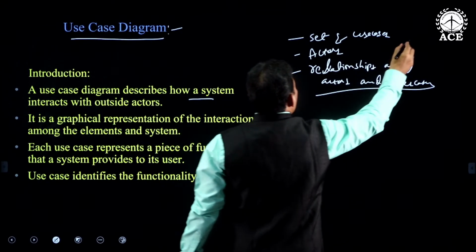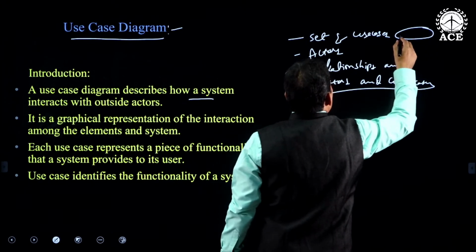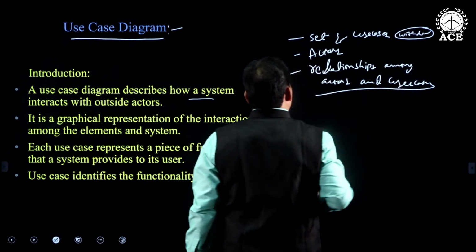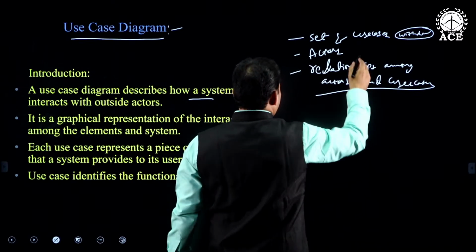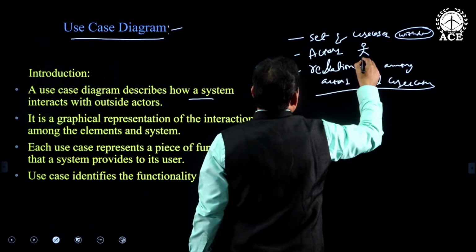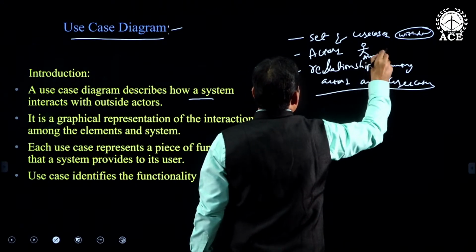So what is a use case? An ellipse, for example, Withdraw money. That is one use case. One operation can be performed. What is an actor? The user who is going to interact with the software system. An actor is nothing but a user.